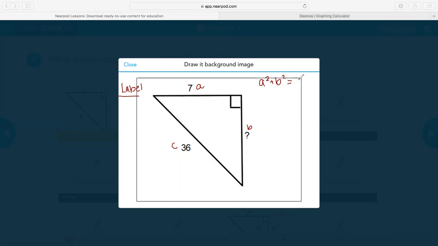So A squared plus B squared equals C squared. I always write down my Pythagorean theorem. And I label, so now let's fill it in. 7 squared plus B squared equals 36 squared. And I'm definitely using a calculator. I definitely don't know what 36 squared is. But 7 squared is 49, plus B squared equals 36 squared. Oh gosh, it's 1,296.